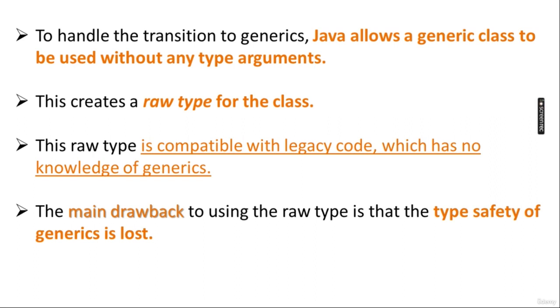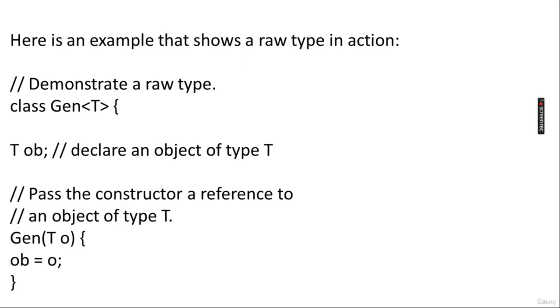Then the main drawback is that whatever type safety we have used in generics is lost forever. Raw type is only compatible with legacy code from before generics, and it has no knowledge of generic classes and generic methods. But type safety is gone. Now we will see an example of raw type in action.